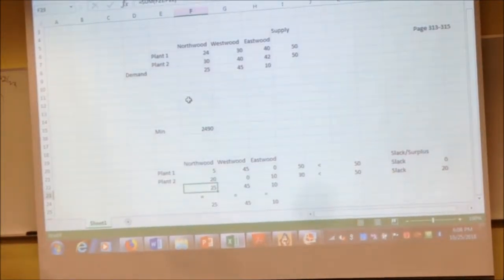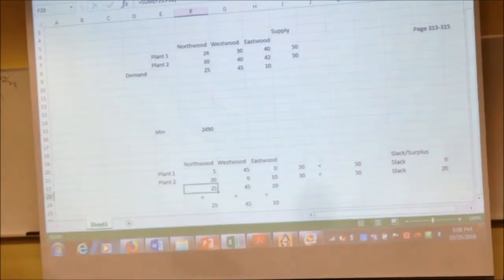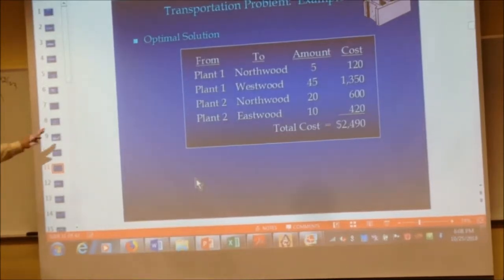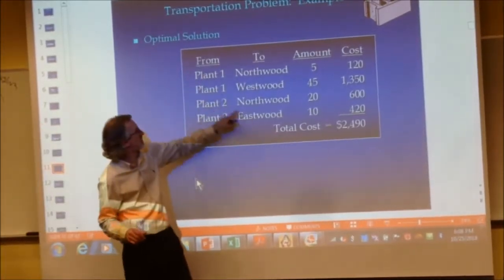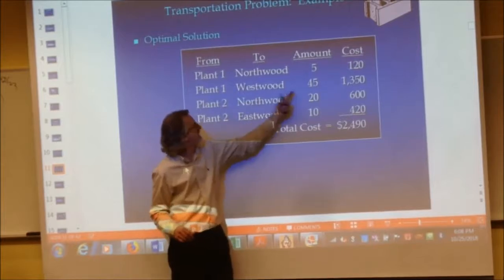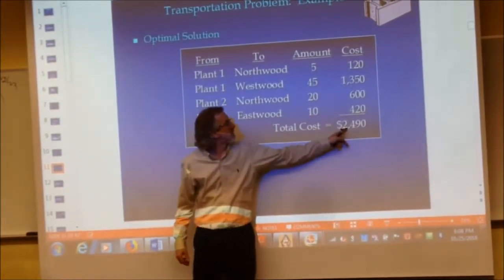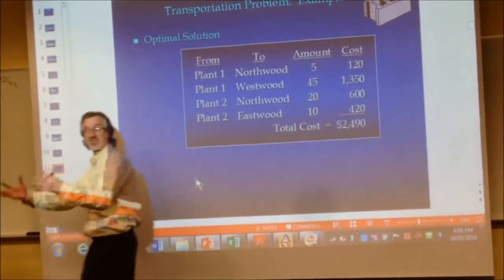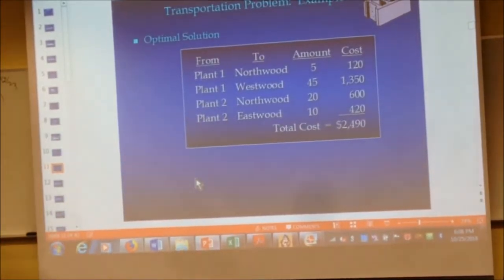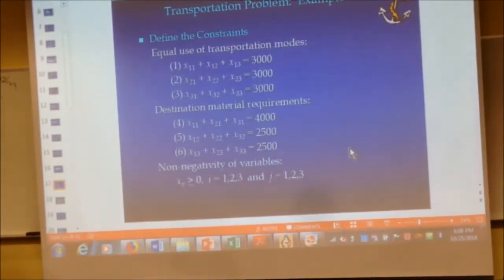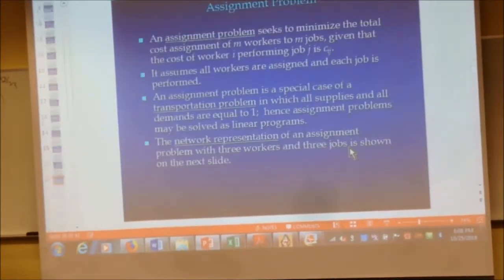You ready for the next one? All right, what's next? Assignment? Wait, here's our answer. Did we have 5 going to Northwood? Oh, okay, we have both plants going to Northwood, 20 and 5. 1 plant going to Westwood with 45, the other plant going to Eastwood with 10. There's our total cost for each shipment that's going out, wherever it may be going. We're skipping this one. We're going to assignment.